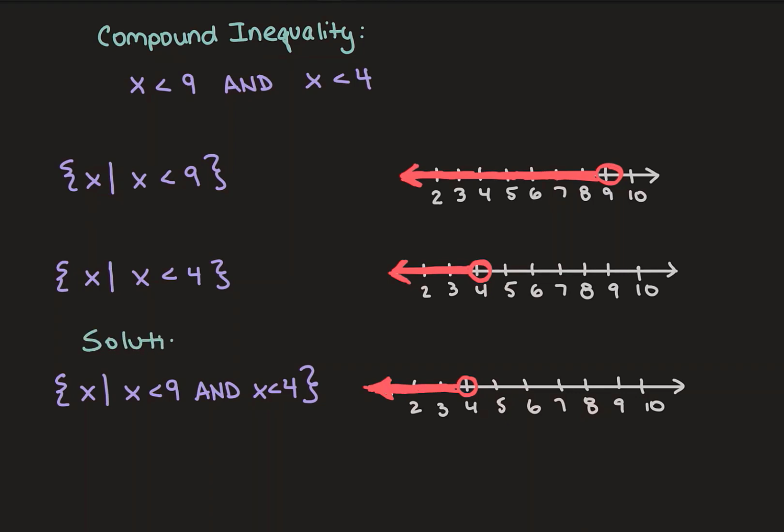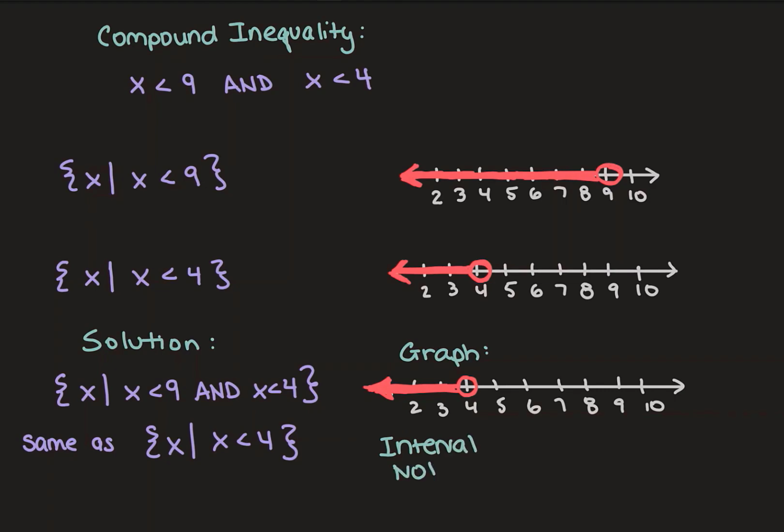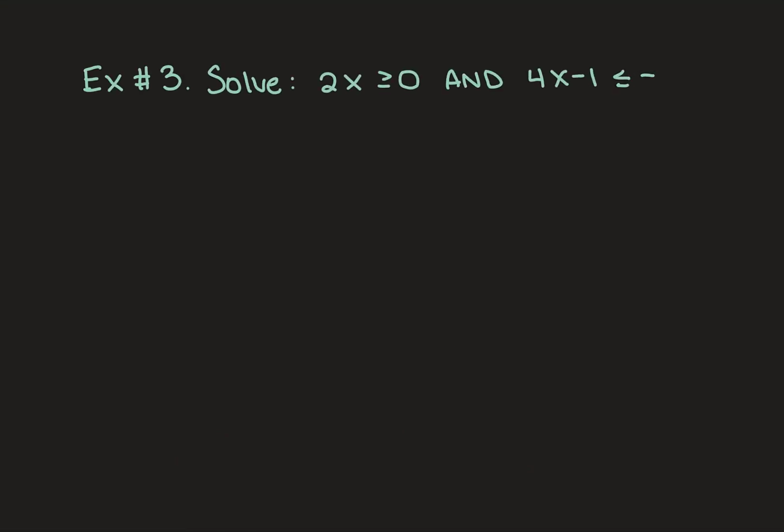This will be our solution in set notation, which is the same as the set of all values of x such that x is less than 4. The solution in interval notation will be a minimum at negative infinity with the parentheses and a maximum at 4 with the parentheses. Okay, so let's try another example of a compound inequality joined by the word and.